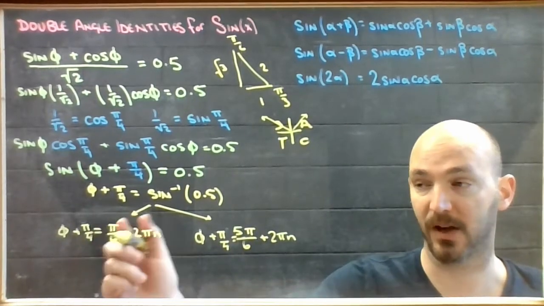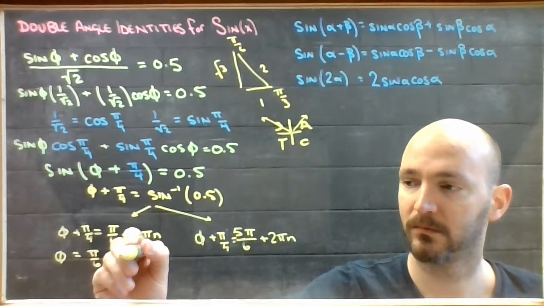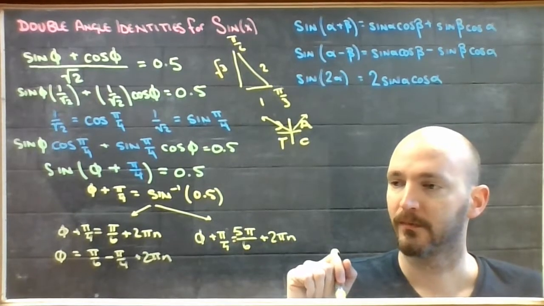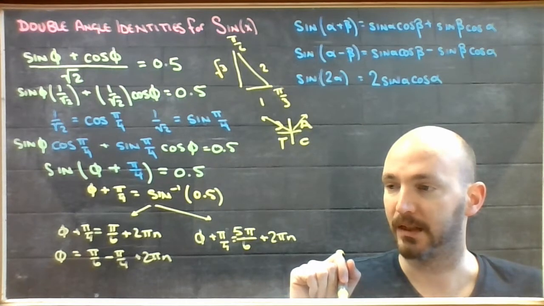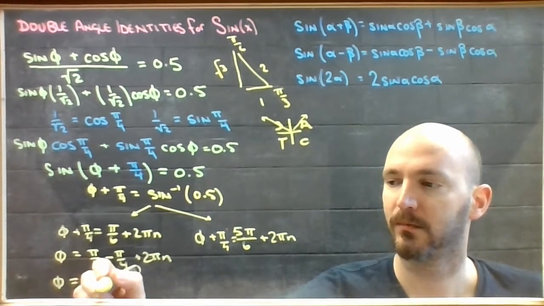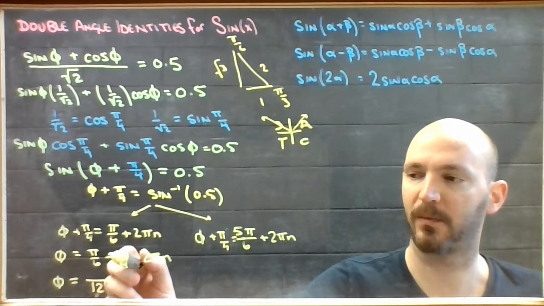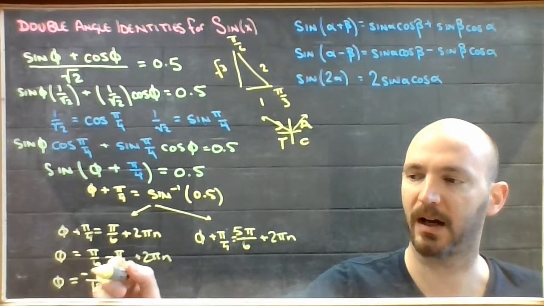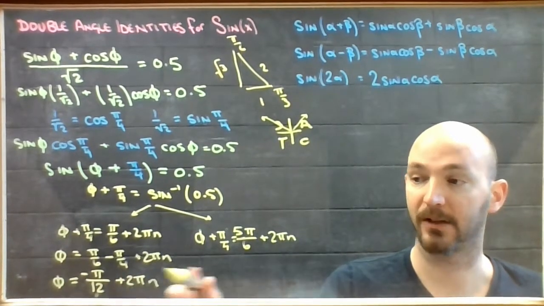So I just have to subtract pi over 4 from each side. See, common denominator between that would be 12. So 2 pi over 12 minus 3 pi over 4 would be minus 1 pi over 12 plus 2 pi n. That's just common denominators.